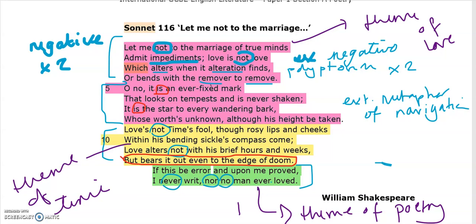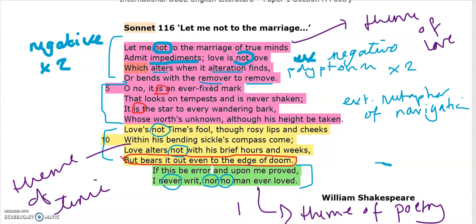Now Shakespeare moves on to still thinking about love really, but thinking more specifically about love over time. So love's not time's fool, though rosy lips and cheeks within his bending sickle's compass come. So what does this mean? Love doesn't just get tricked by youth. Love is not just attracted to the surface. Love alters not with his brief hours and weeks, but bears it out even to the edge of doom.